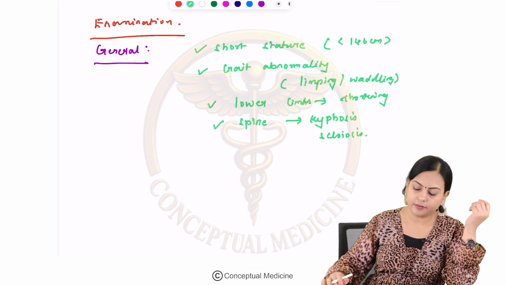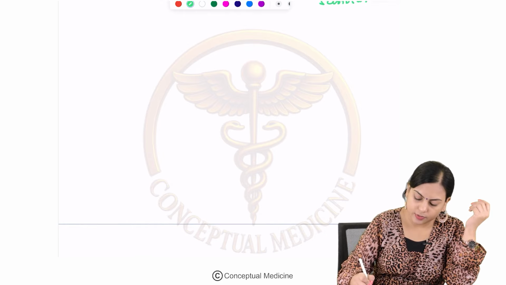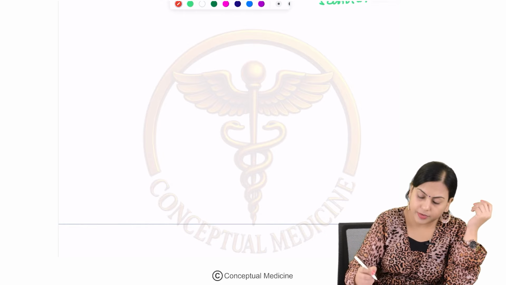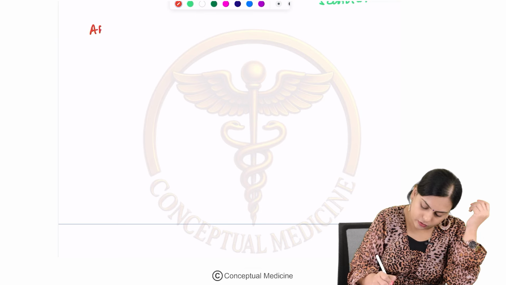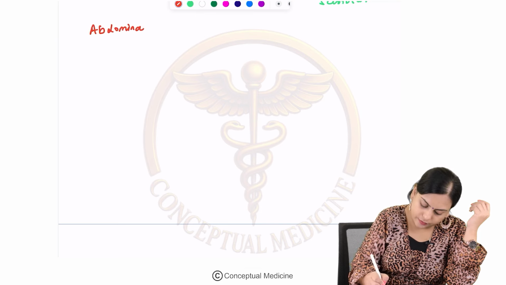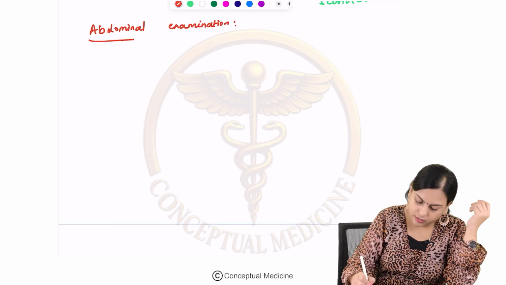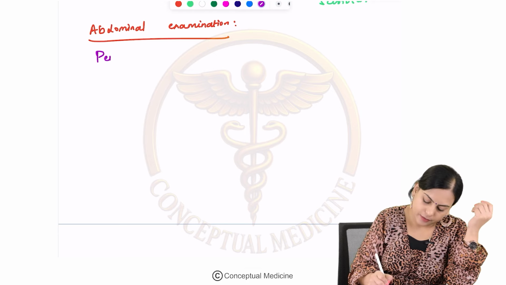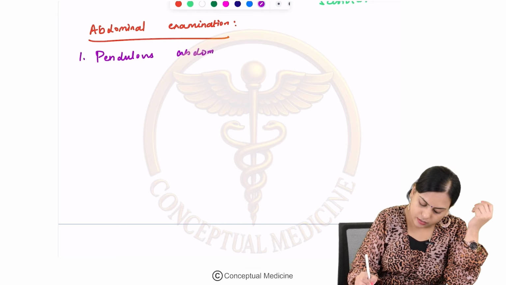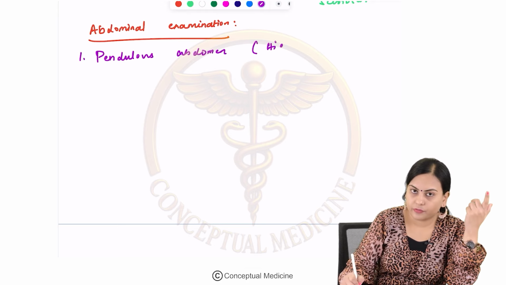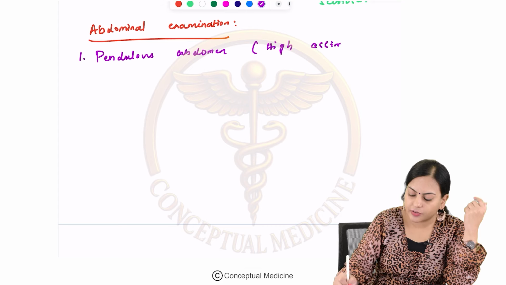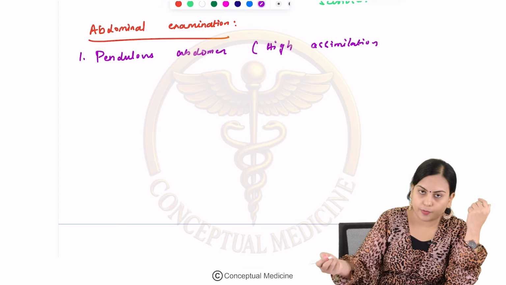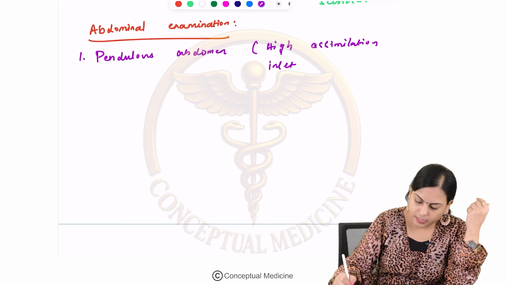Clear? Right. Now, we will see the next one, that is about abdominal examination. So, when we do abdominal examination, there is going to be a pendulous abdomen, as we have already seen, right. So, there can be a pendulous abdomen because of, what was the cause we discussed? Yes, very good. It is going to be due to high assimilation of pelvis, or sometimes due to inlet contraction also.